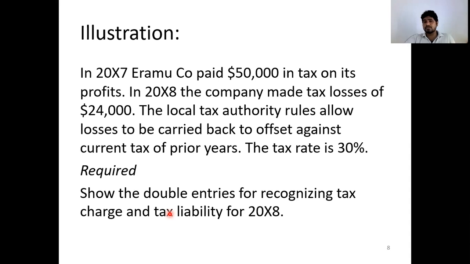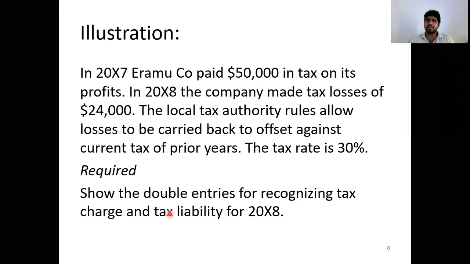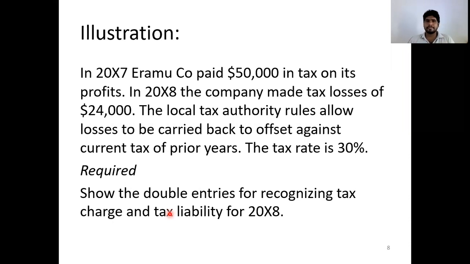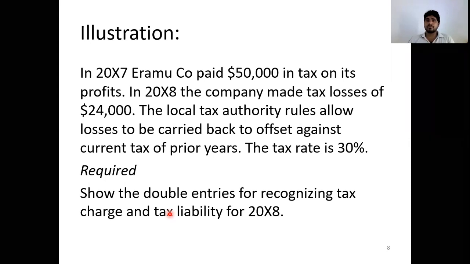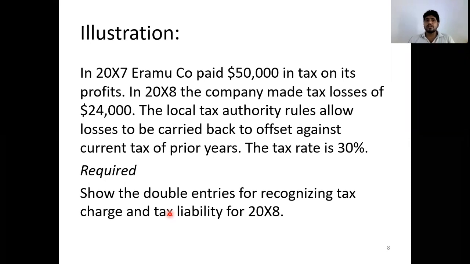So we need the double entries for recognizing the tax credit for 2018. In summary, in the previous period they made a profit and had to pay tax of 50,000. In this period, they ended up with a loss of 24,000, right? The government allows tax losses to be set off. The corporate tax rate is 30%. What do we have to do? We have to make a double entry. But before we make the double entry, we have to know what we have to do, right?